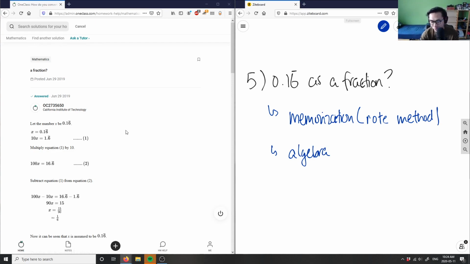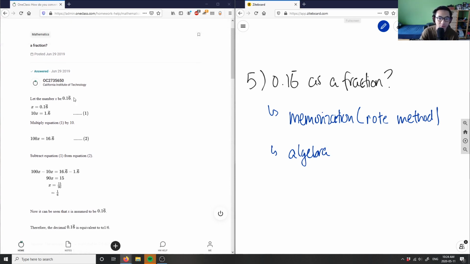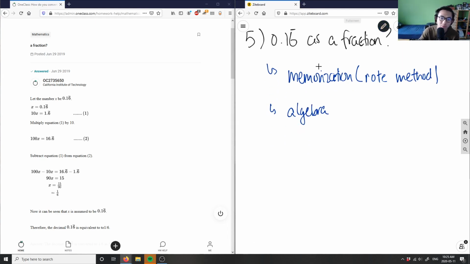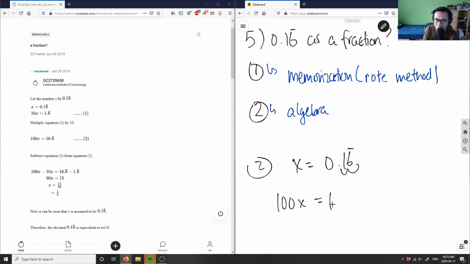Maybe I'll write down what you would need to memorize for common fractions as decimals. So it says let x equal 0.16 bar. You would multiply both sides by 100. Let me write this down for you. This is step one. Step two I'll analyze first. If x equals 0.16 bar and I multiply both sides by 100, I move the decimal twice, so I'd get 16.6 bar. Remember, the bar just means it is repeating.